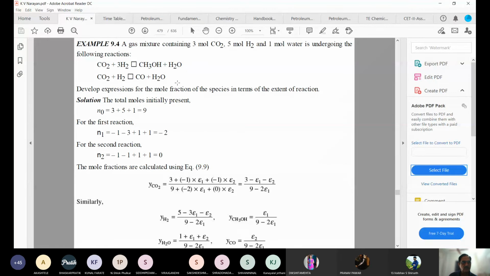Okay, so example 4: a gas mixture containing 3 moles of CO2, 5 moles of hydrogen, and 1 mole of water is undergoing the following reactions. CO2 plus 3 hydrogen gives CH3OH plus water, and CO2 plus hydrogen gives CO plus H2O. Develop expressions for the mole fraction of the species in terms of extent of reaction. So that means y CO2, y hydrogen, y CH3OH, y H2O, and y CO. Right? Here I am not able to hide it, but okay. How to do it?